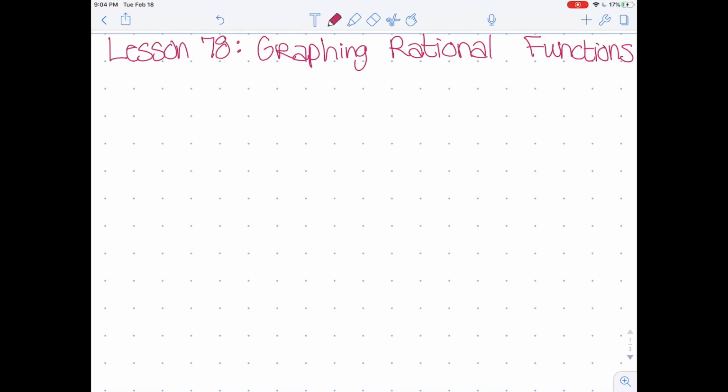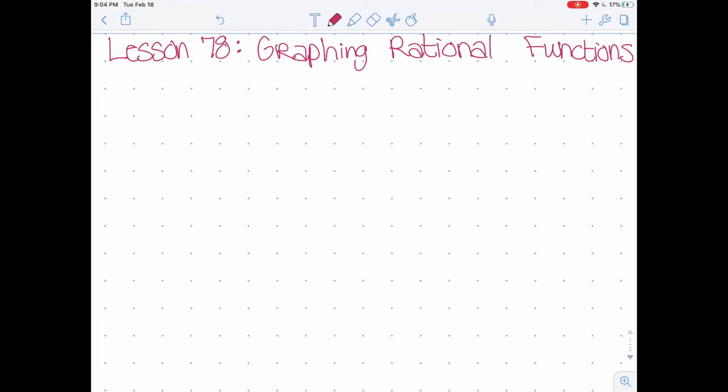Okay, lesson 78, graphing rational functions. So we're going to talk about a couple things. We're going to continue on talking about finding the excluded value, which we've done in the past. We're going to learn about asymptotes and figure out how to find asymptotes. And from there, we will be able to graph these functions.